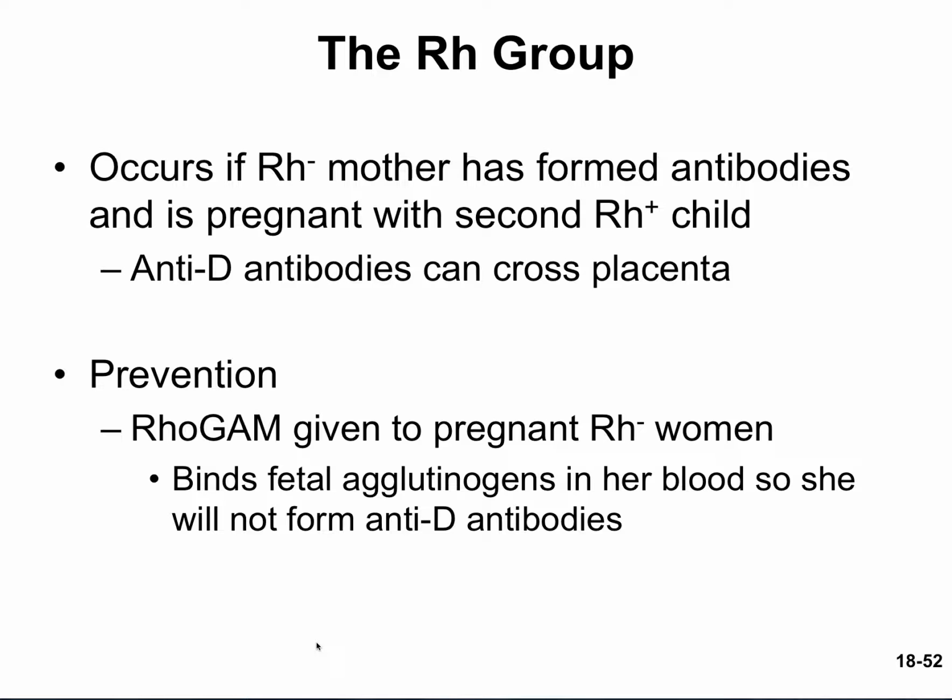If an Rh negative mother is pregnant with an Rh positive baby, her body may begin to make anti-Rh or anti-D antibodies, which may affect the infant. But it can be prevented with RhoGAM.